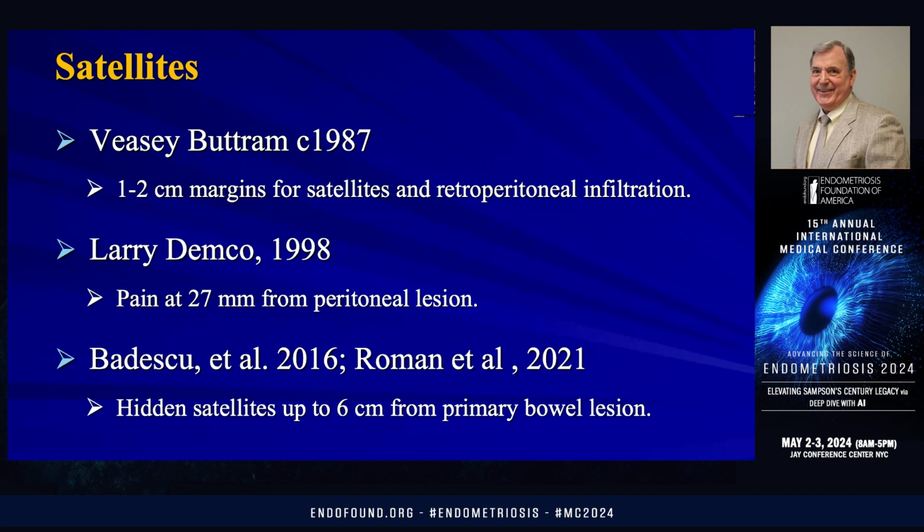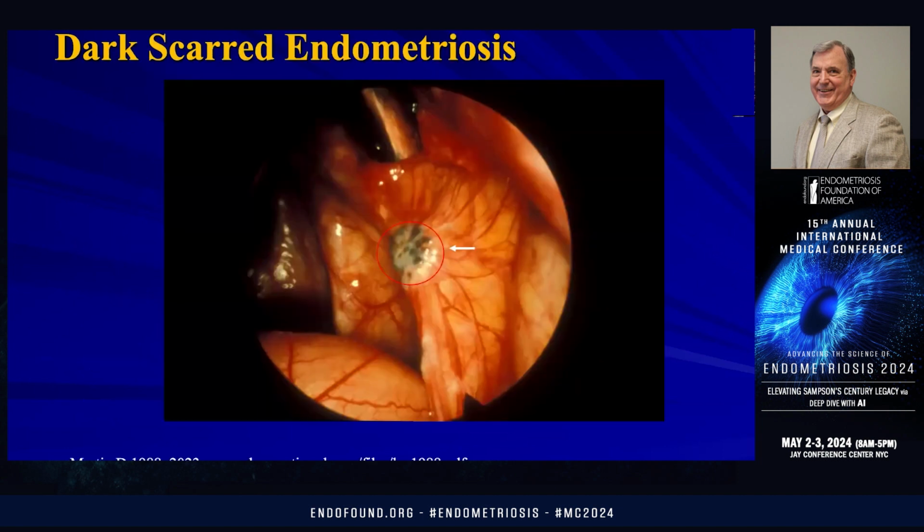These are multifocal endometriosis, not satellites. VC Buttram thought we should do 1 to 2 centimeter margins to make sure we got them, because he said they were hard to find. Larry Demko found pain 27 millimeters away from the peritoneal lesions he could see. Badusco et al. and Roman et al. found hidden satellites up to 6 centimeters from a primary bowel lesion. And in Badusco's original study, she had up to 36 hidden lesions in and around the originals.